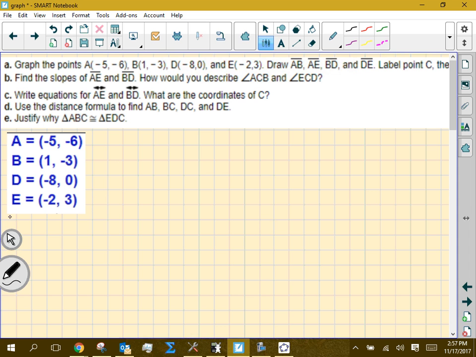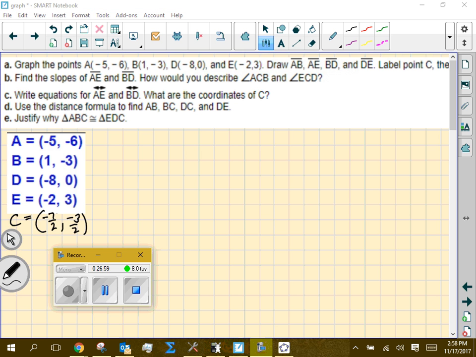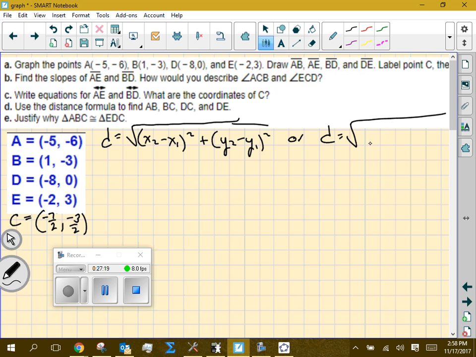Clear this out. C was equal to negative 7/2 comma negative 3/2. All right. Remembering the distance formula. A couple different ways we've written it so far. Subtract your x's, square it, add to that your y's, square that. Okay. Or we could do it this way if we remember the delta x stuff. So we go delta x squared plus delta y squared. That's an alternative way of seeing your distance formula.